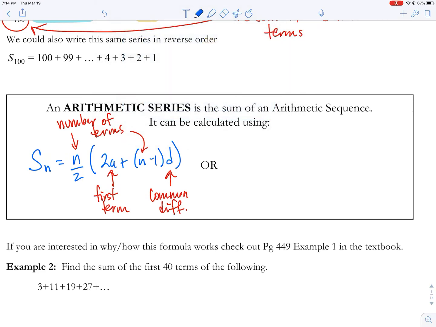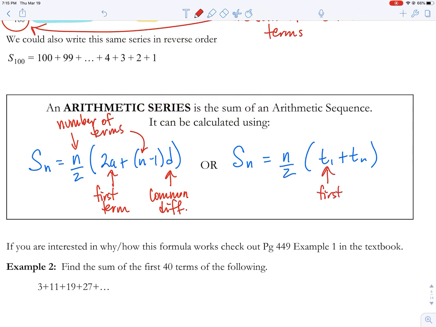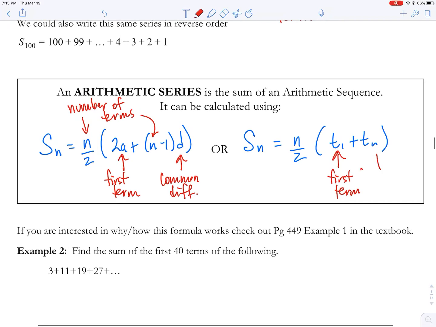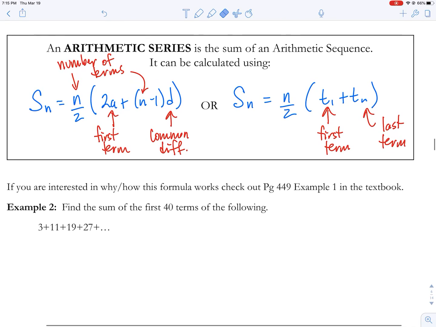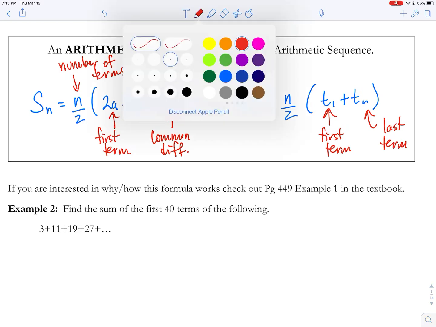The other way is going to be useful in certain circumstances. So it'd be n over 2 of t1 plus tn, where this is going to be our first term and our last term. So depending on the question, we might use the first one or we might use the second one. And for each of the 3 questions, we're only doing 3 this time, that we're going to do, I'm going to write out the full equation before we use it. You're going to notice that the version I do is a little bit different than the format in the textbook. I just find it easier this way. But you could use the textbook way or this way.